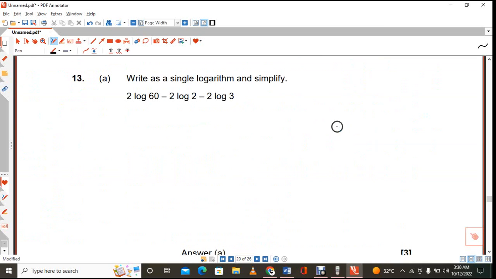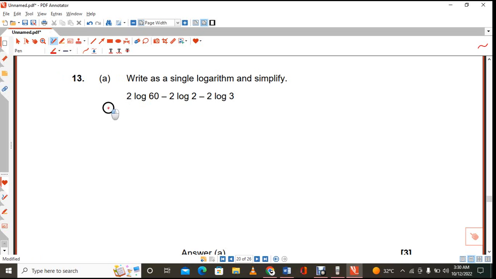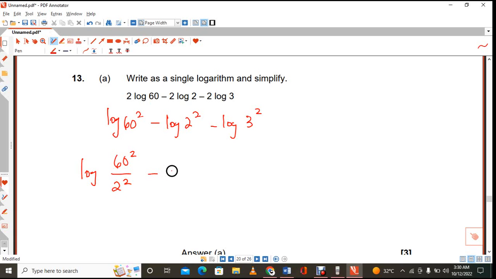Good. Question 13a. You are supposed to write this as a single logarithm and simplify. So I hope you still remember your logs. So this is log 60 squared minus log 2 squared minus log 3 squared. So you have 60 squared, you're subtracting, so you're going to divide the numbers, minus log 3 squared.